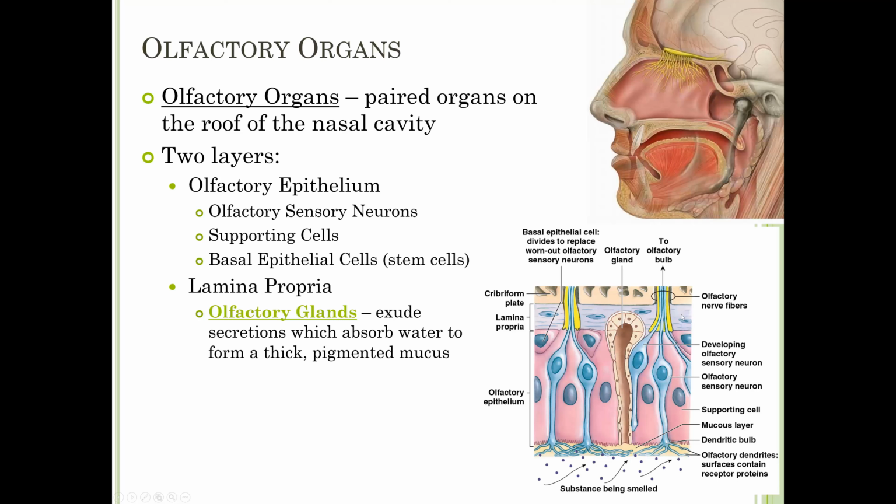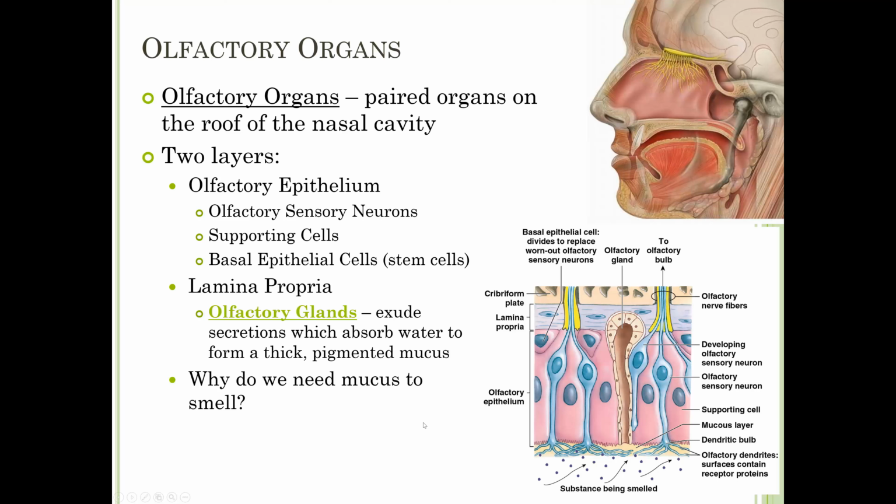This is that connective tissue layer that sits underneath the epithelium. And the lamina propria is notable because it contains these olfactory glands, or at least it contains the base of them. And these glands are actually secreting substances which can then absorb water, which then forms a thick pigmented mucus. And this is the mucus that you find in your nasal cavity.